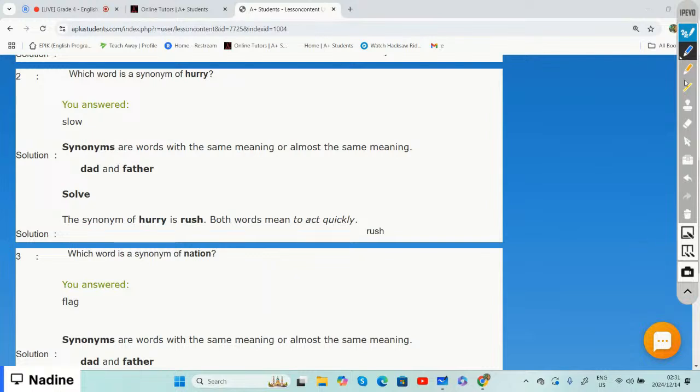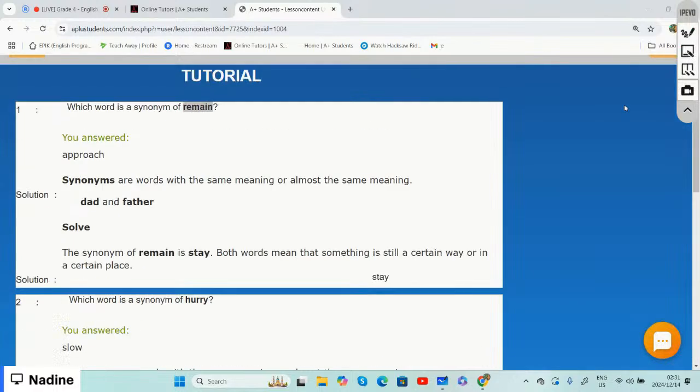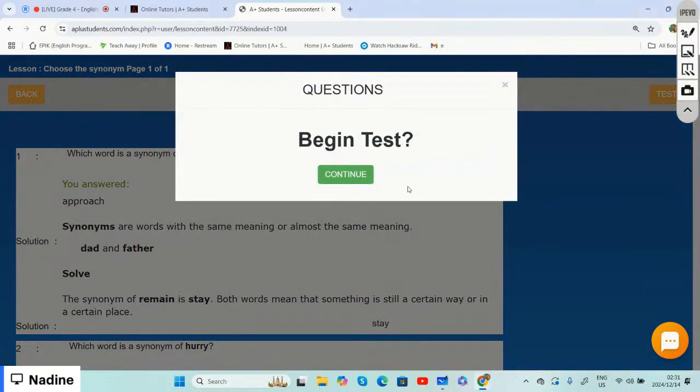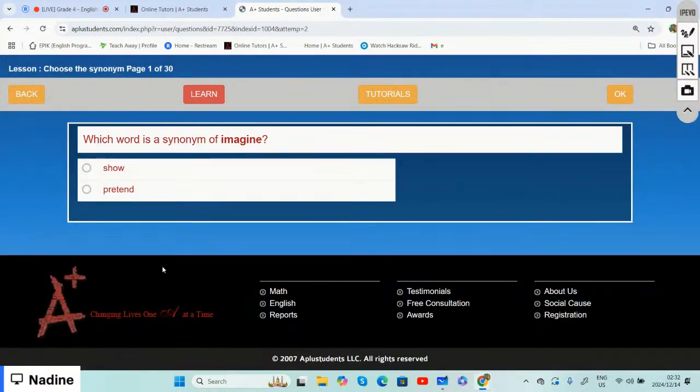All right, so now we're going on to our test where we're going to choose the synonym. So we need to say which word is a synonym of imagine. You need to imagine something. Does it mean to show or to pretend? Option one, show, or option two, pretend. Imagine. The synonym of imagine.